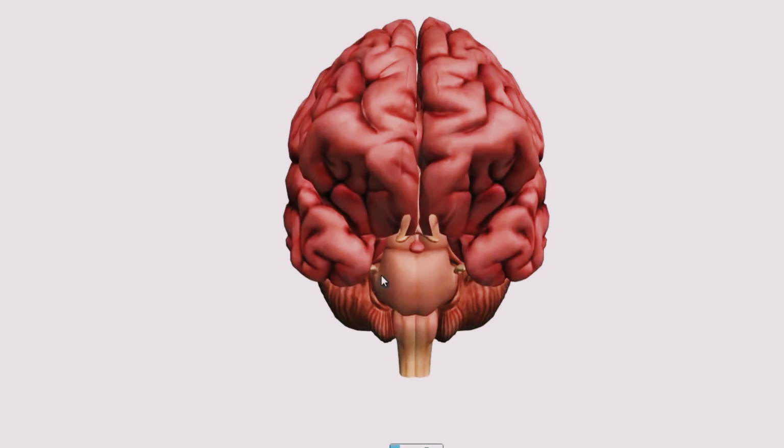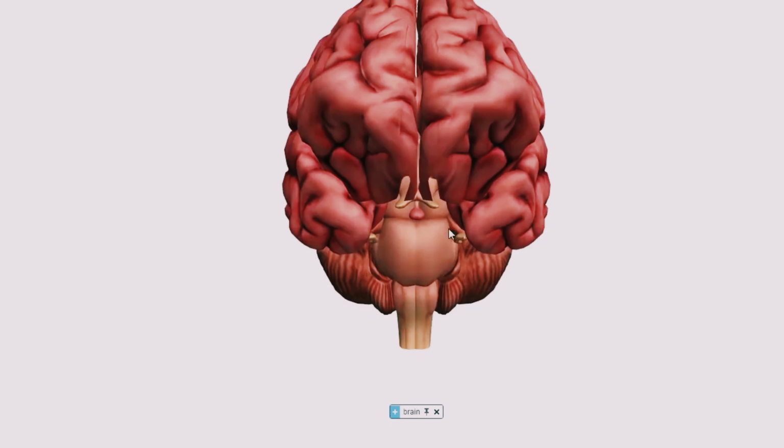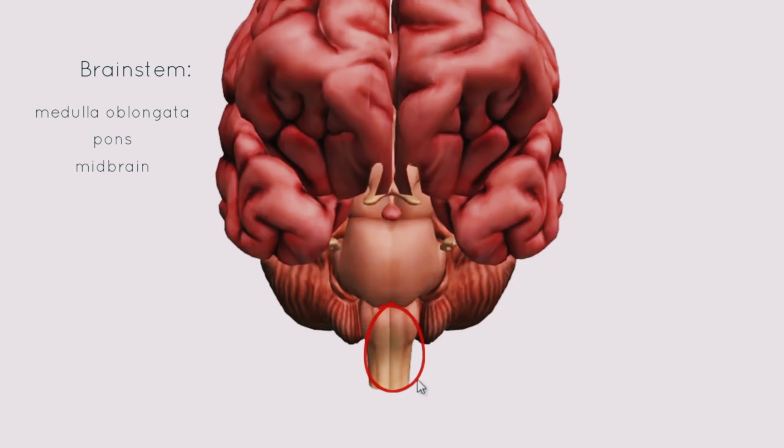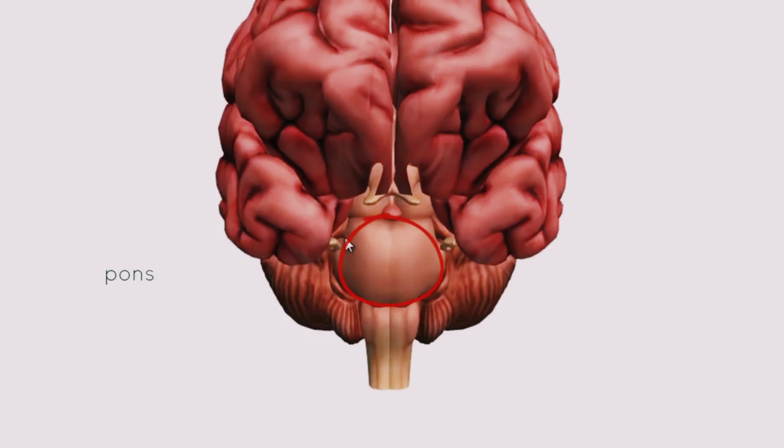I've just removed some of the nerves to make it a bit clearer. So the brainstem is this bit here, and it consists of three parts. You've got the medulla oblongata, the pons, and the midbrain. The medulla oblongata is this bit here, which is most distal or most inferior, and it starts at the end of the pons and it ends where the spinal cord begins. The spinal cord begins at the opening of the skull at the foramen magnum, and this is where the medulla oblongata ends.